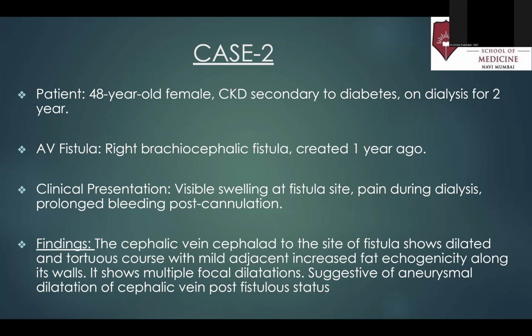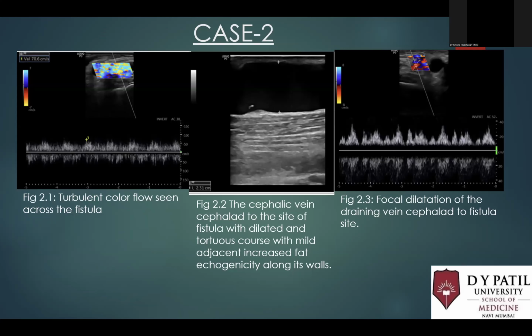The second case was a 48-year-old female patient, CKD secondary to diabetes, on dialysis with a right brachiocephalic fistula created 1 year ago. The patient presented with visible swelling at the fistula site, pain during dialysis, and prolonged bleeding during or post cannulation. On Doppler ultrasound, the cephalic vein, cephalad to the site of the fistula, was dilated and tortuous in course with increased echogenicity of fat along its walls, and there were multiple dilatations along its course. Doppler showed turbulent color flow across the fistula site.